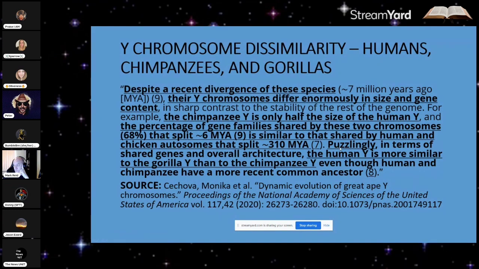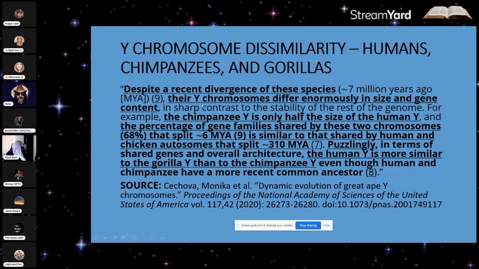And that's why they point out here in the paper itself the percentage of gene families shared by these two chromosomes. And just to answer every question, the recent divergence of these species more than 7 million years ago basically is talking about how humans and chimpanzees shared a common ancestor. Let's say, numbers differ, let's say between 6 and 10 million years is typically a safe number to go with.